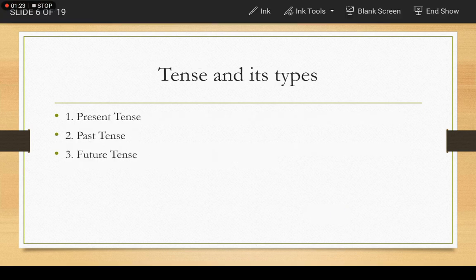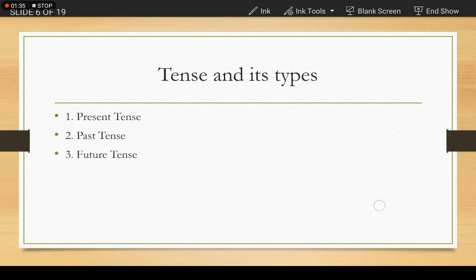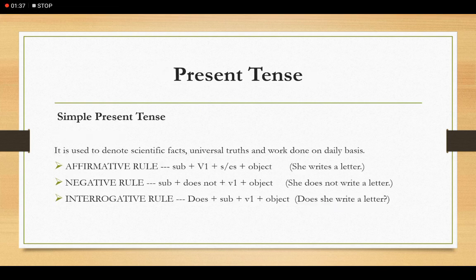We all know, you have read in your school days, that there are three types of tense. Verb forms denote three times: the present time, the past time, and the future time. To start with the present tense, let us discuss the different kinds of present tenses one by one. To begin with, simple present tense.